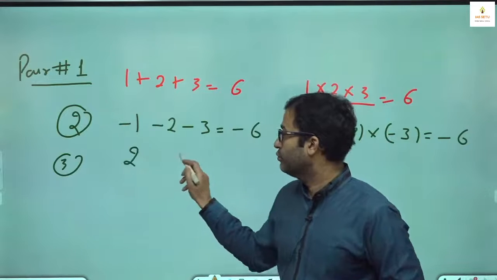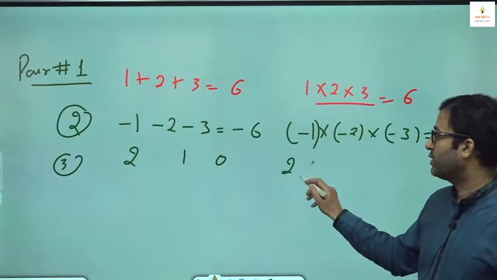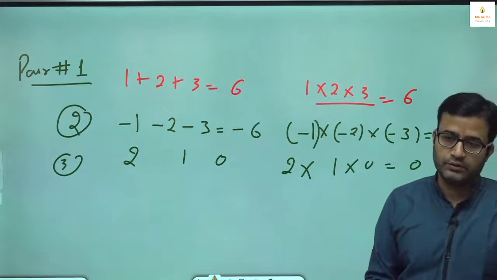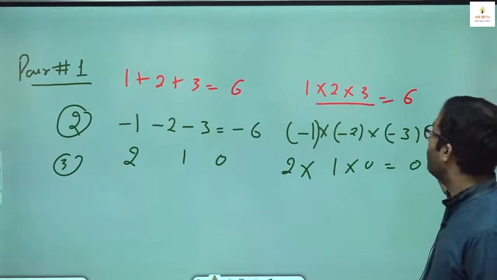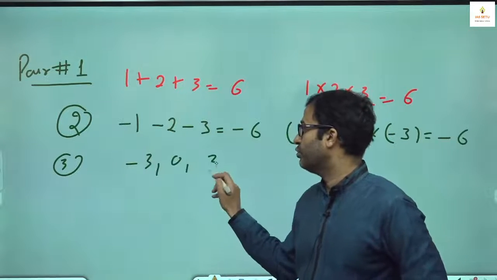2, 1, 0. What total do you get? 3. But the product is 2 into 1 into 0, you get 0. -3, 0, 3.